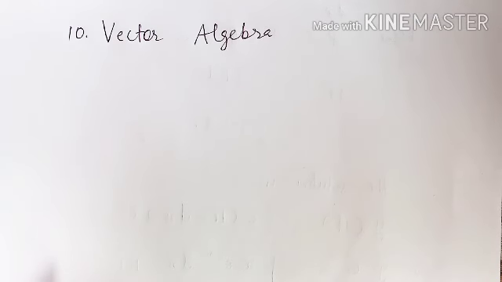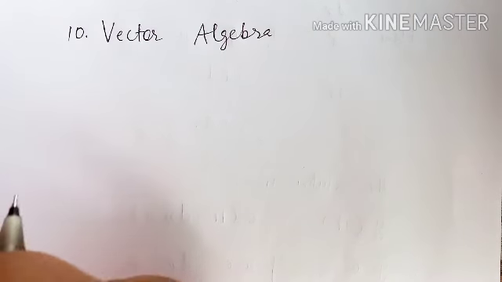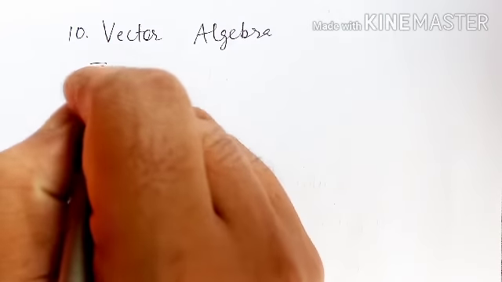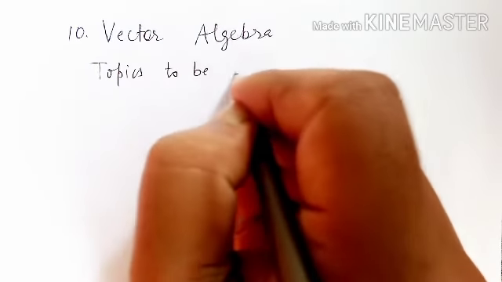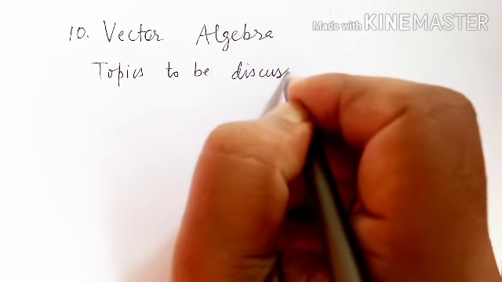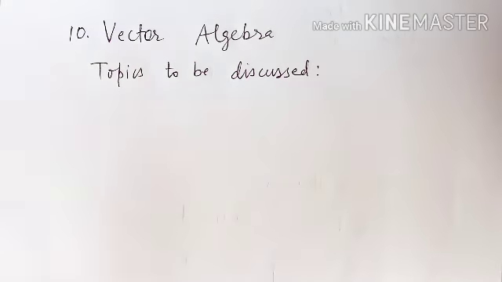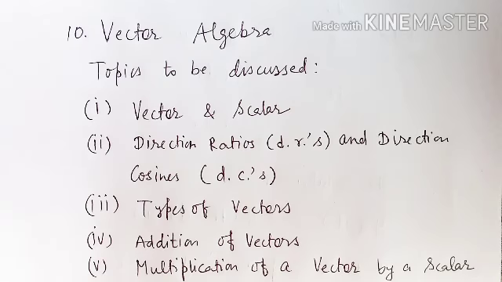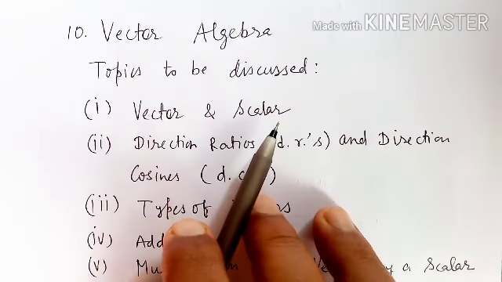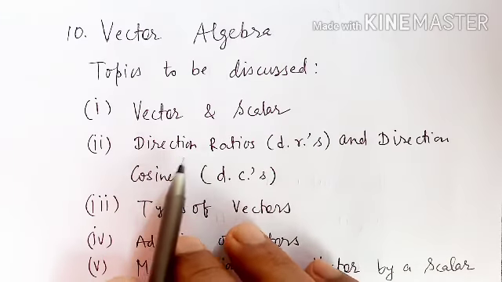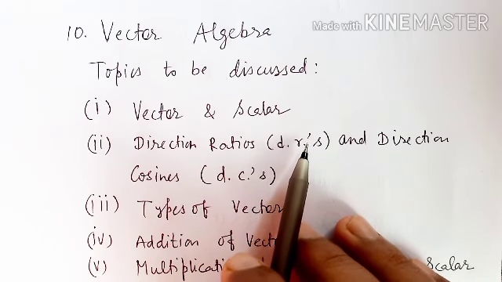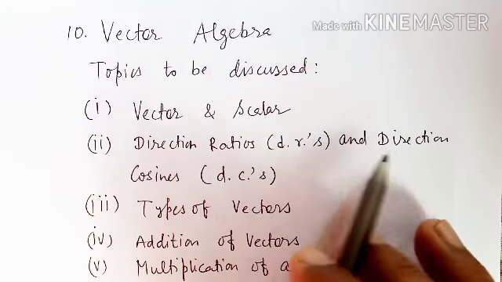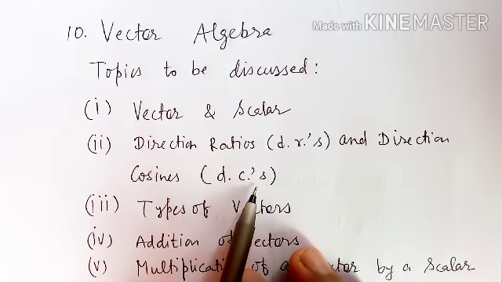Today we will discuss vector algebra. Topics to be discussed: vector and scalar, direction ratios, in short DRs, and direction cosines.